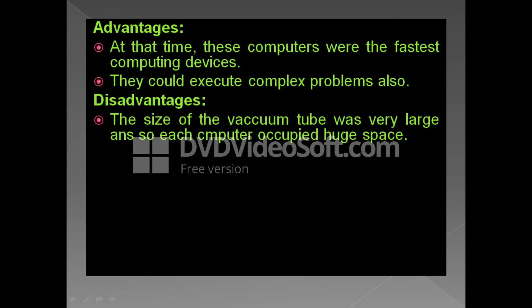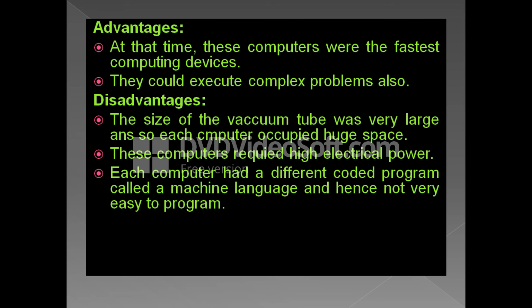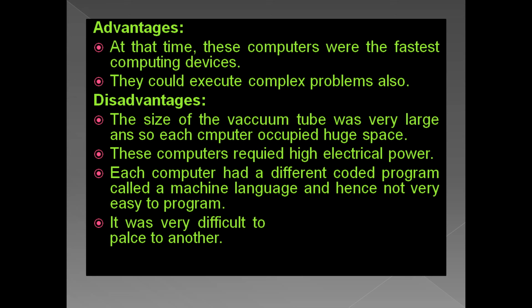This computer required high electrical power. Each computer had a different coded program called machine language or binary language, and hence was not very easy to program, since this machine language or binary language is written in the form of zeros and ones, and it was very difficult to write the program during that time, and it was very difficult to transfer them from one place to another since they were very huge in size.